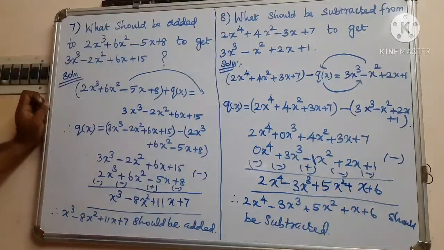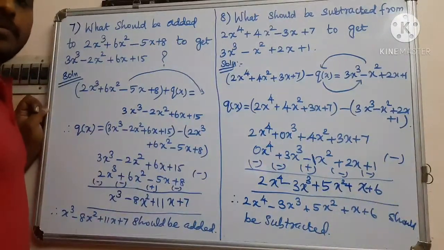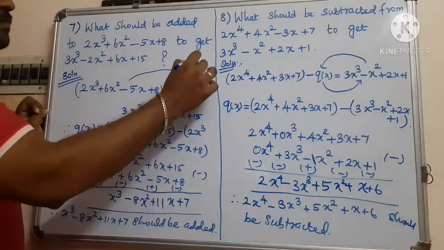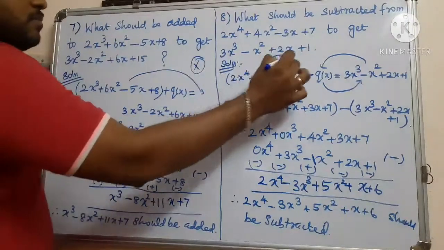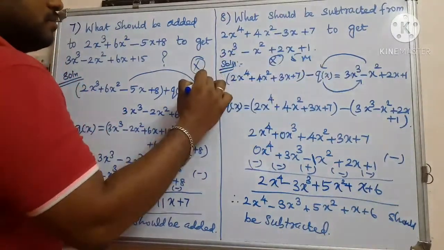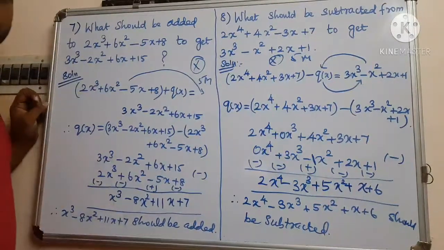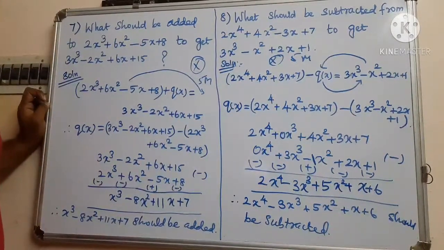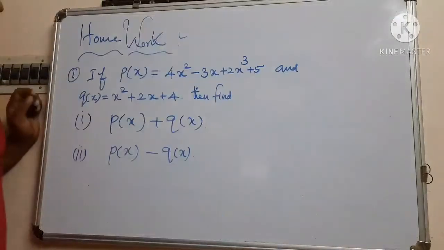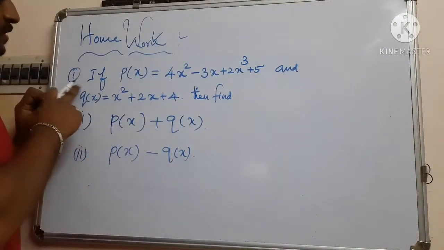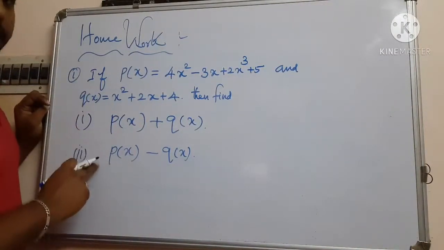Clear? These two questions are very important 5-mark questions. So you have to practice once. Now this is your homework question. So only one question. Two parts are there.